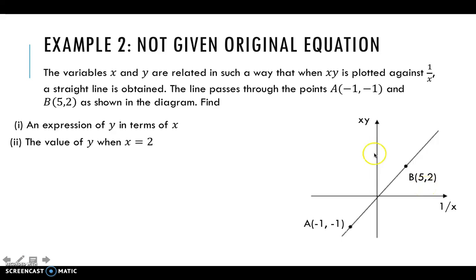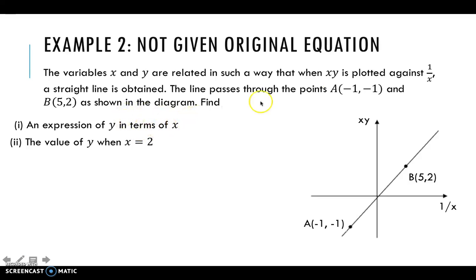The variables x and y are related in such a way that when xy is plotted against 1 over x, a straight line is obtained. The line passes through the points A (-1, -1) and B (5, 2) as shown in the diagram. So we are asked to find the expression of y in terms of x.